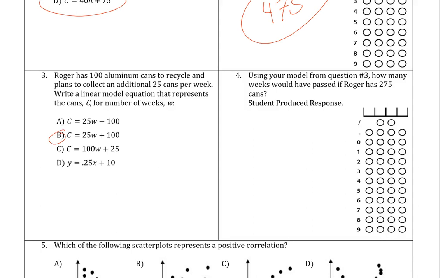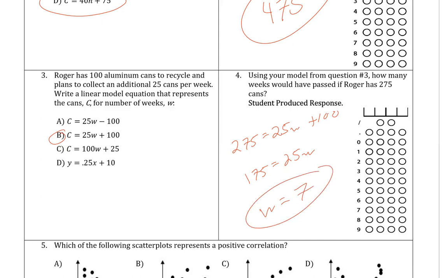Using this model, how many weeks, so how many W, would it take to get 275 cans? So that's 275 is equal to 25W plus 100. We'd subtract 100 from both sides, divide by 25, and we end up with 7. All right.